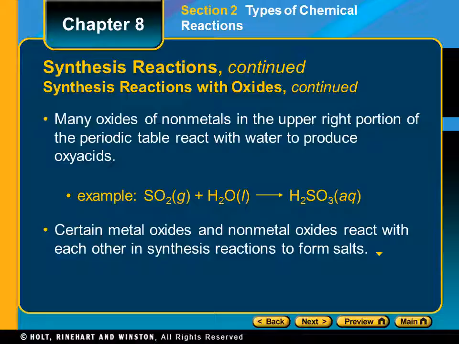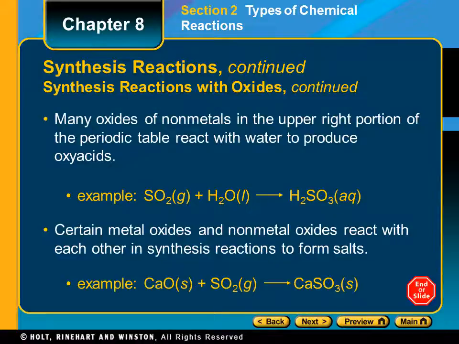And then you've got certain metal oxides and nonmetal oxides that react with each other in synthesis reactions to form salts. CaO plus SO2 yields CaSO3.